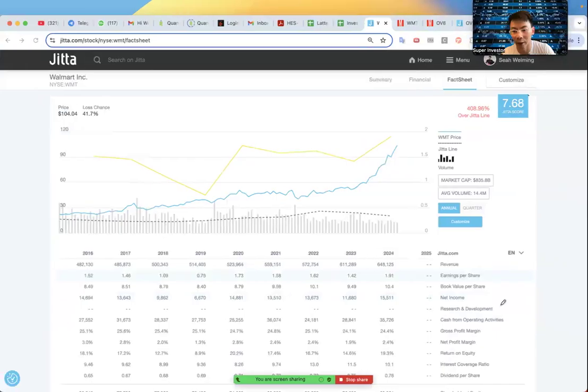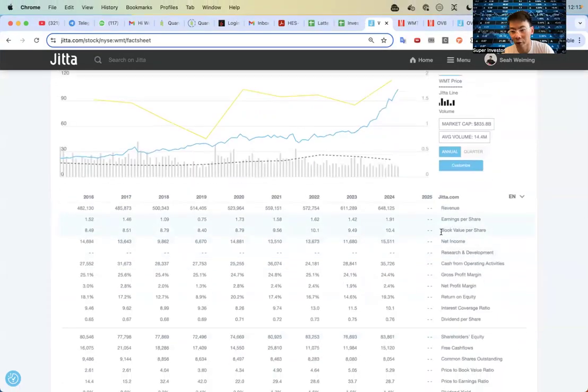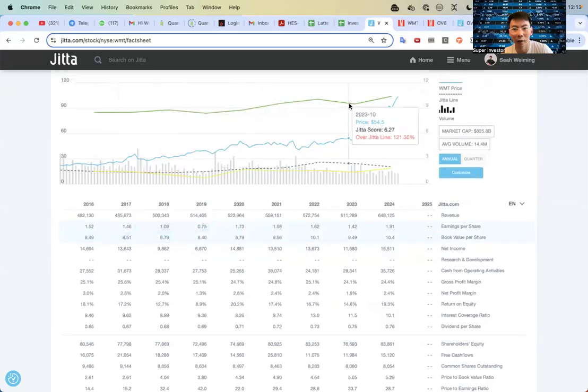So I'm going to look at net worth per share, because we want to take the net worth divided by the number of shares, and I want to see that it's growing. You can see 2016 is $8.49 per share. It's growing steadily all the way until $10.40. Pretty good sign, okay? Some drops here and there, but generally the net worth is growing.